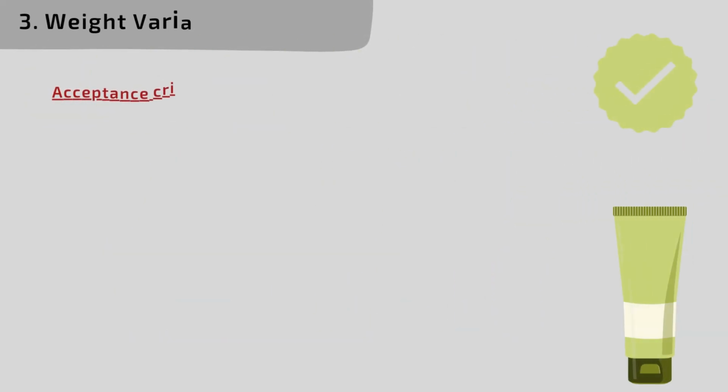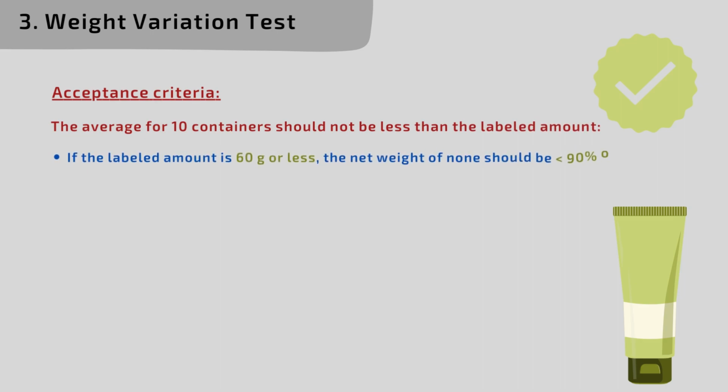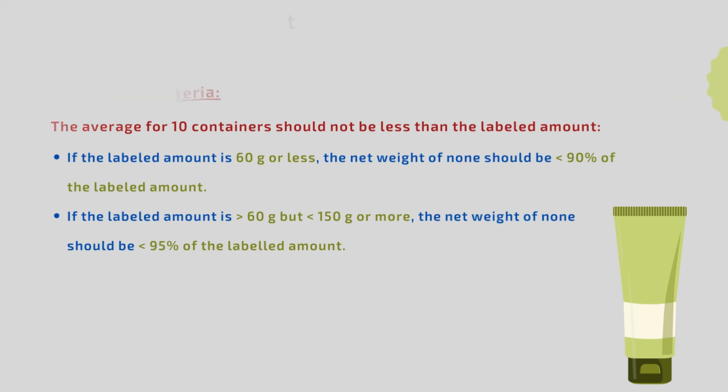Acceptance criteria: the average for 10 containers should not be less than the labeled amount. If the labeled amount is 60 gram or less, the net weight of any one should not be less than 90% of the labeled amount. If the labeled amount is more than 60 gram but less than 150 gram or more, the net weight of any one should not be less than 95% of the labeled amount.